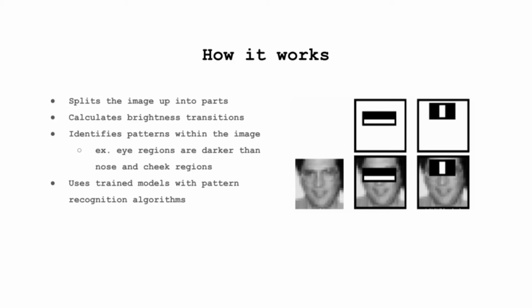With this information, it then detects patterns within it. For example, you can generally tell that the eye regions are darker than the nose and cheek regions. So then the computer goes, hey, these things look like eyes.